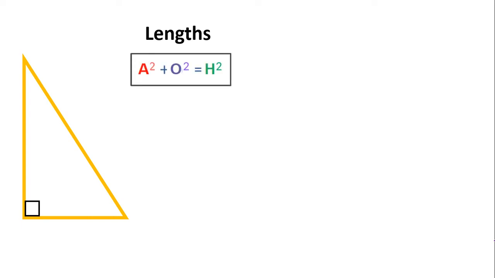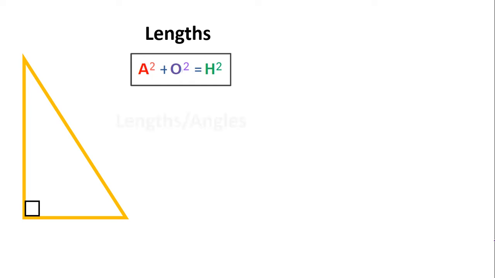Now, as we know, if we have a right angle triangle, that means a 90-degree triangle, and I want to find the length of any of its sides, then I'm going to be using the Pythagoras theorem, that's a squared plus o squared equals h squared.